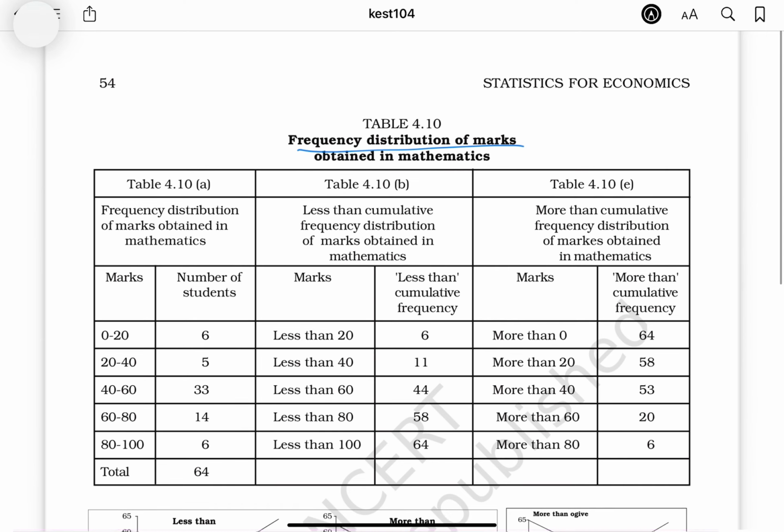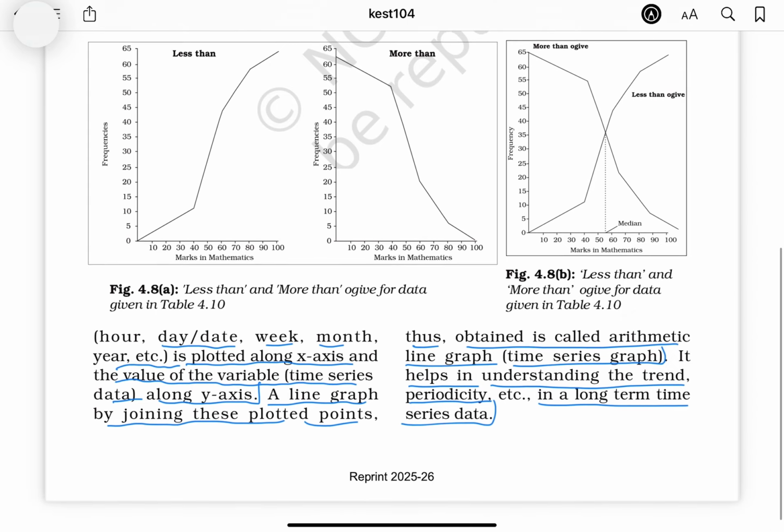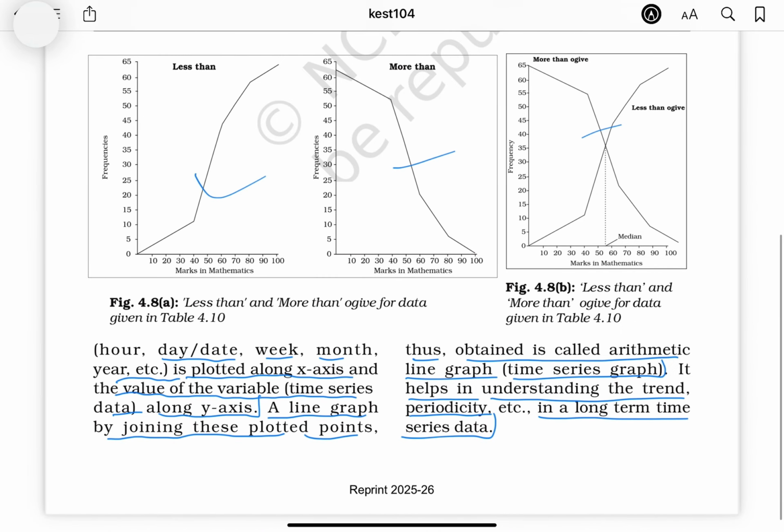Frequency distribution of marks obtained in mathematics. Number of students 6, 0 to 20, or less than cumulative frequency distribution of marks obtained in mathematics. Marks less than 20, less than cumulative frequency 6. More than cumulative frequency distribution of marks obtained in mathematics, more than 0, 64.